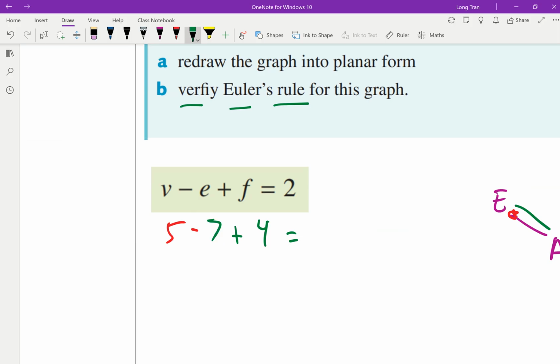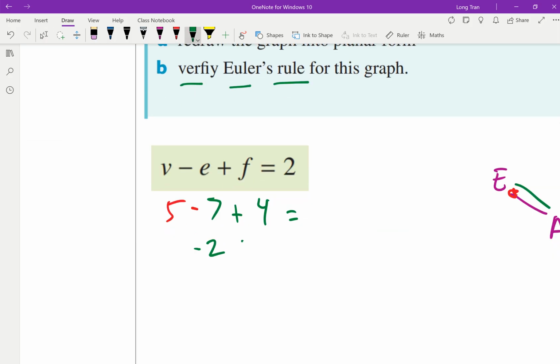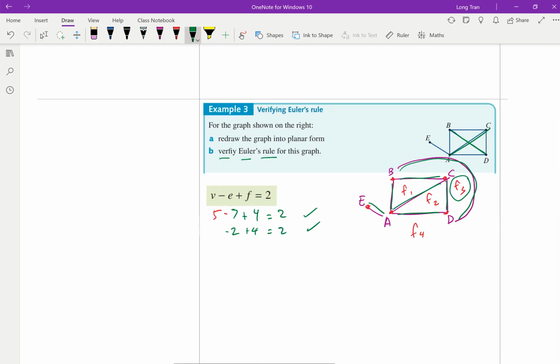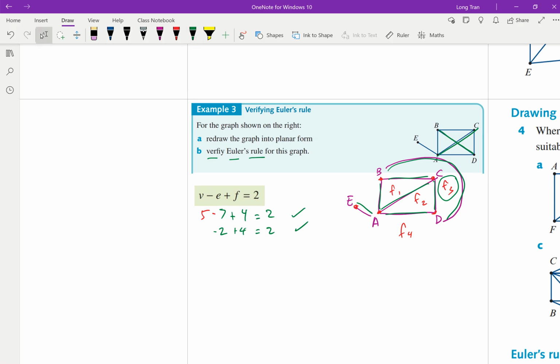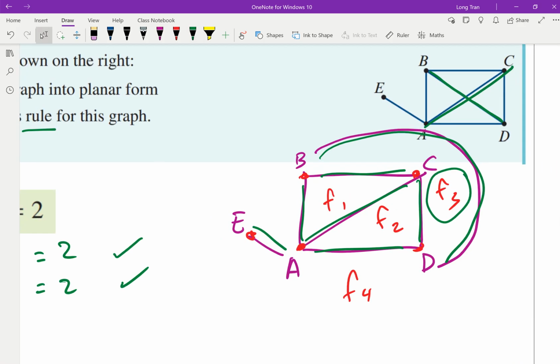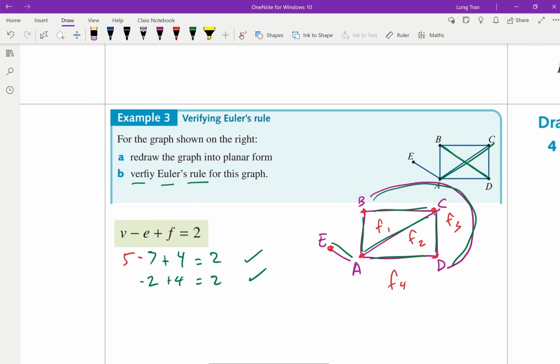So 5 minus 7 is minus 2. Minus 2 plus 4 gives you an answer of 2. Very good, thank you. I couldn't tell where I was missing. I was missing B to D. Okay, so that's your first exercise. Dot point 1.1 is to review Euler's rule. It is to review planars, types of graphs, vertices, edges, and faces. That's what DP 1.1 is.